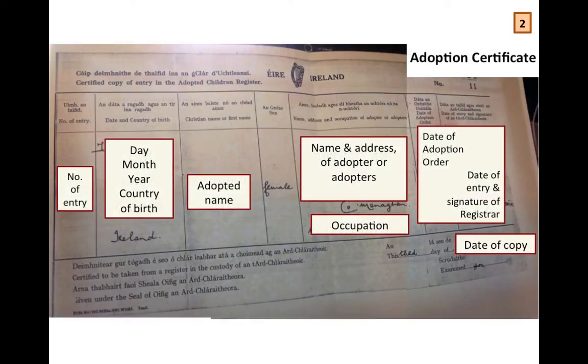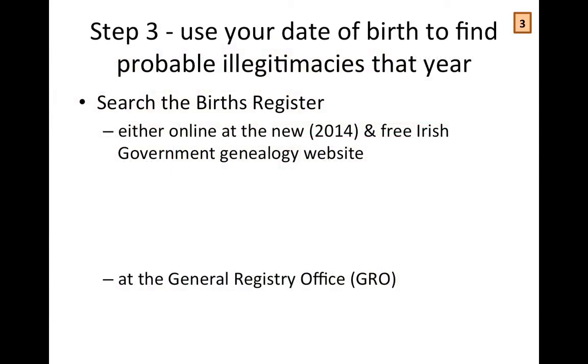It has the day, month, and year and the country of your birth, your adopted name, your gender, the name and address of your adopter or adopters, the occupation of them, the date of the adoption order, and the date of entry and signature by the registrar. So not a huge amount of identifying information on your adoption certificate, but you can use your date of birth to find probable illegitimacies that year.